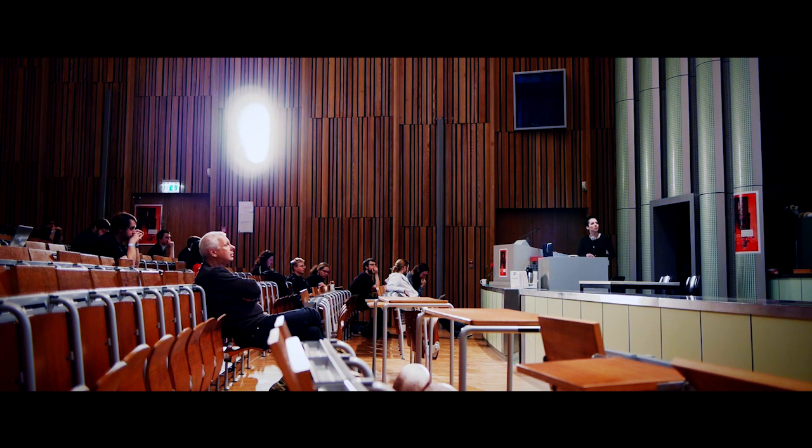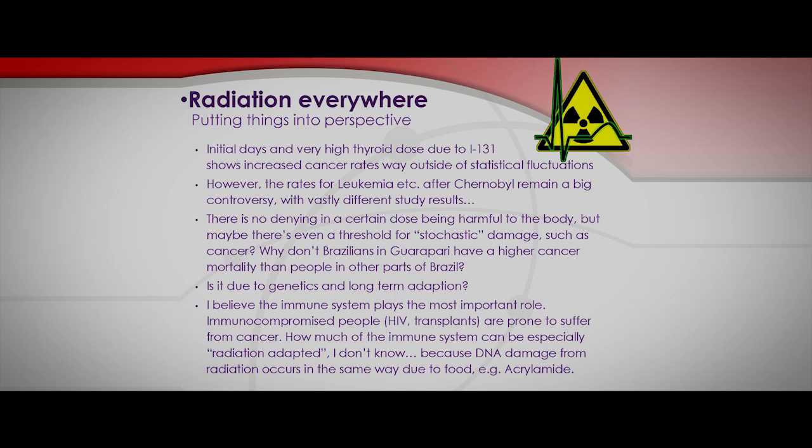I personally believe that the immune system plays the most important role. As you can see, strange cases of cancer that don't usually happen in people, Kaposi sarcoma in HIV patients, for example, or a much greater incidence of cancer in people that are transplanted and require this immunosuppression. And so I believe that it's the immune system mainly, but I don't think the immune system can distinguish between radiation damage, because as I said, free radicals don't matter where they come from, they're the same, no matter if caused by acrylamide or ionizing radiation.